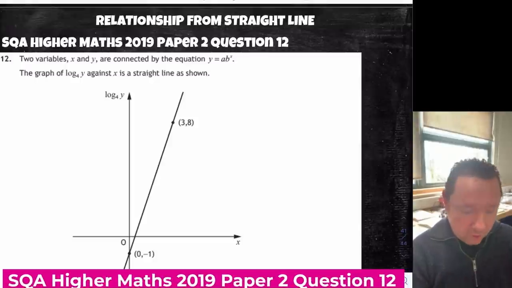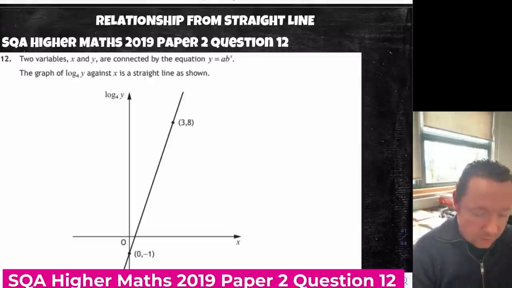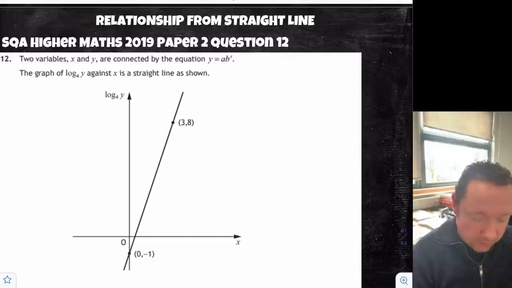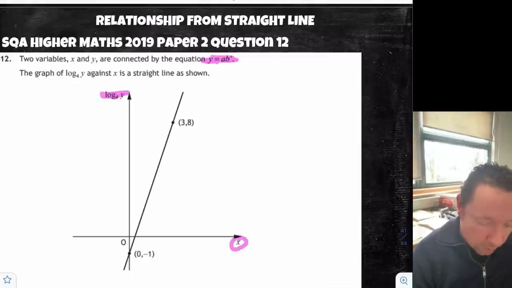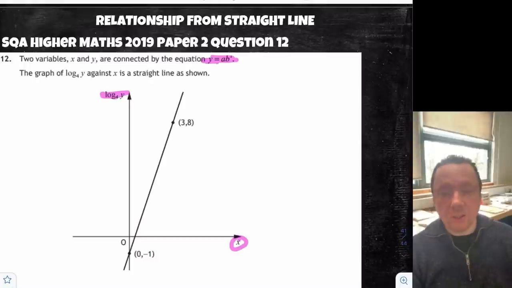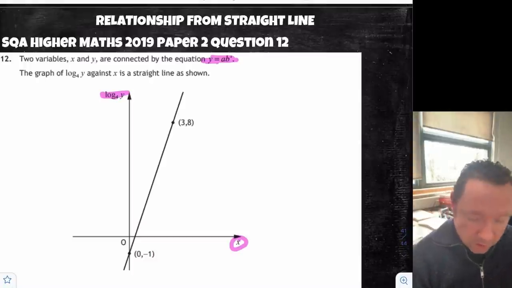Relation from a straight line for logarithmic graphs. SQA Higher Maths 2019 paper 2 question 12. Two variables x and y are connected by the equation, and this is what you're looking for. Y equals ab to the x, a power, and we're looking at one of the axes is logged but the other one is not. So it's only one log this time, but always start from your equation and get the logs coming out and see where you go.